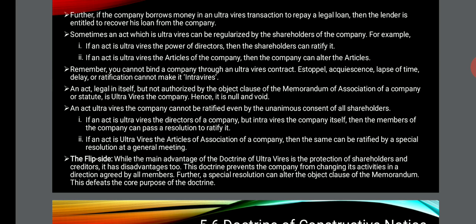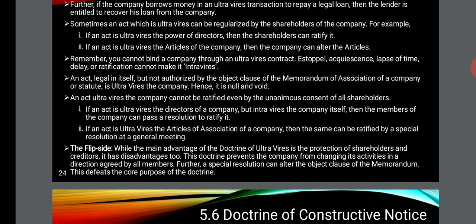The flip side. While the main advantage of the doctrine of ultra vires is the protection of the shareholders and creditors, it has disadvantages too. This doctrine prevents the company from changing its activity in the direction agreed by all members. Further, a special resolution can alter the object clause of the memorandum. This defeats the core purpose of the doctrine.